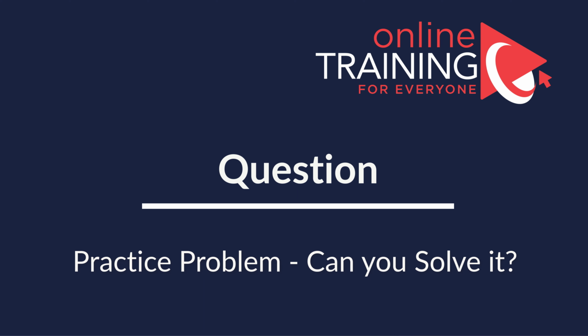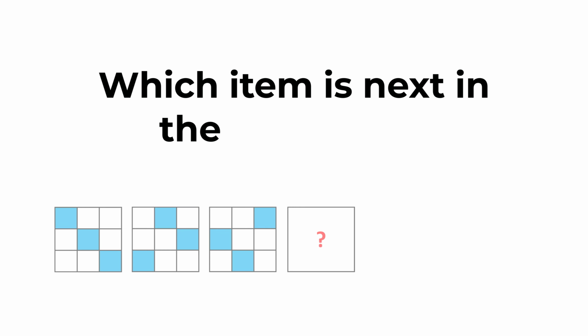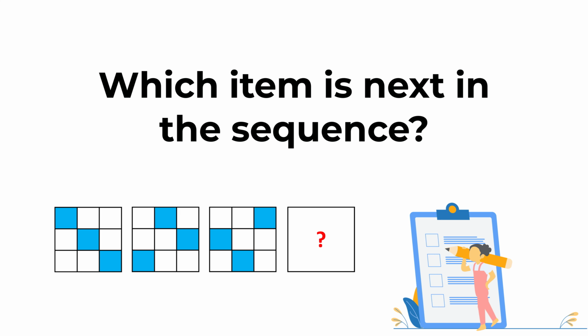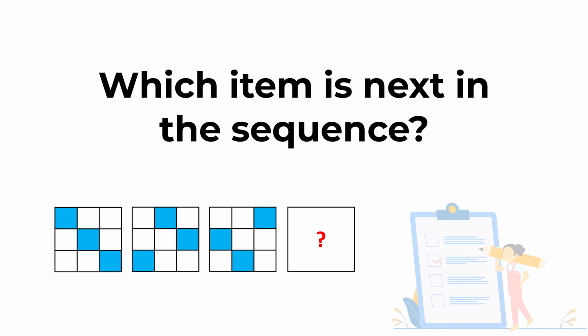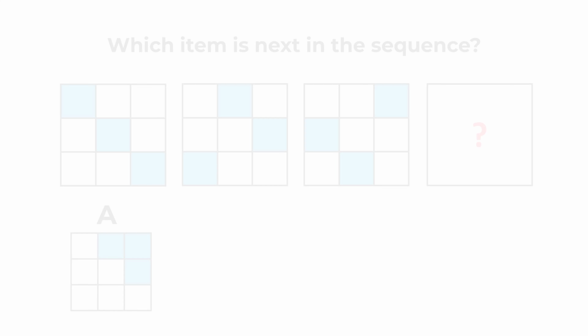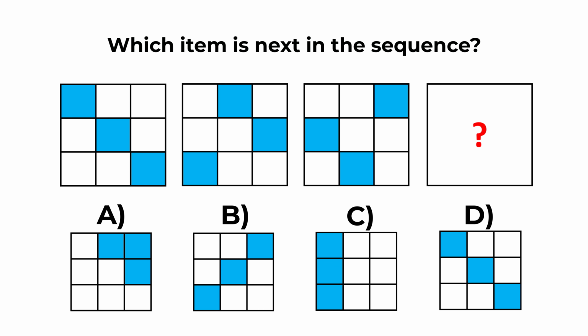You need to determine which item comes next in the sequence. You're presented with 3 large squares. Each large square contains 9 small squares inside, and small squares are of a different color. And the 4th square is missing, and you have 4 different choices to choose from. Choices A, B, C, and D. Do you see the answer?